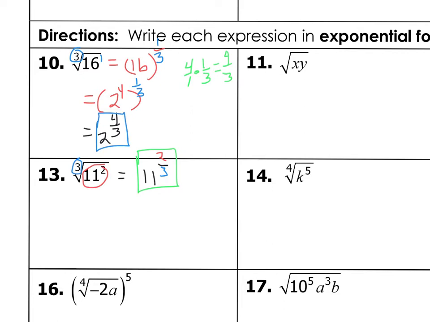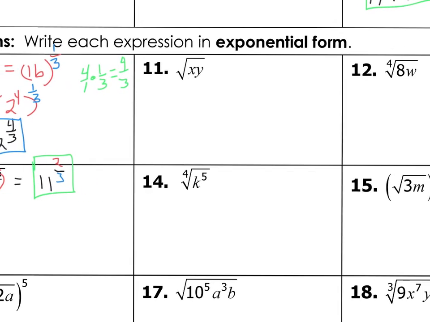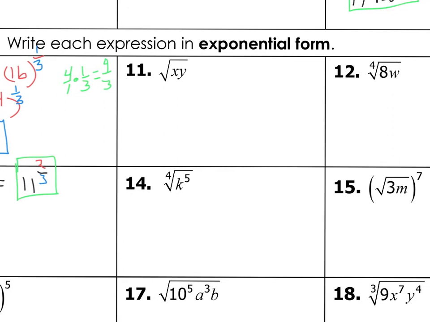What if we have something like number 11 where there's more than one thing underneath that radical? So you can approach this a couple of different ways. You can either separate them or keep them together. It just depends on what we're going to do with that problem later. So for right now, this is my whole base, and it's raised to the first power underneath that radical. And the index you can't see, so it's understood to be a 2.